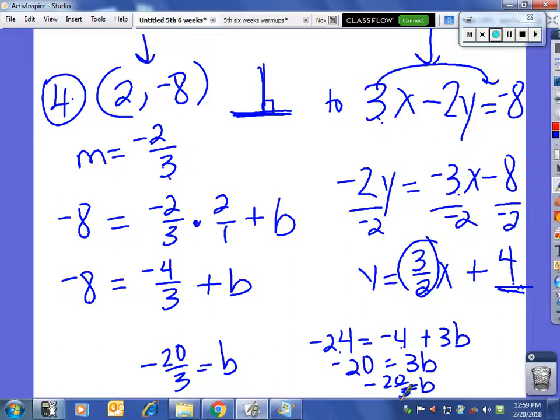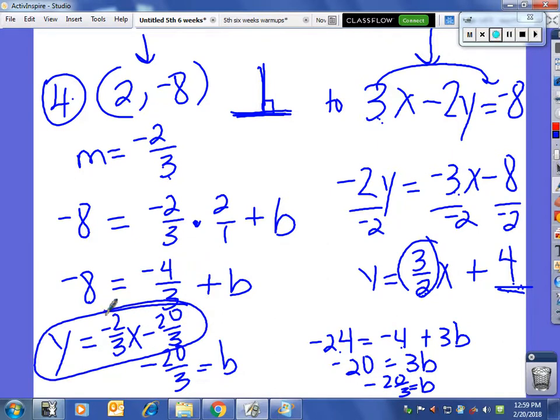Now I can finally write the equation. Y equals negative 2/3 x minus 20/3. There is my final answer. And what could I do if I wanted to be really mean? Make you put the answer in standard form.